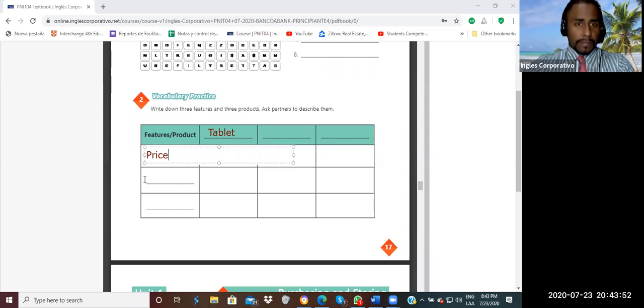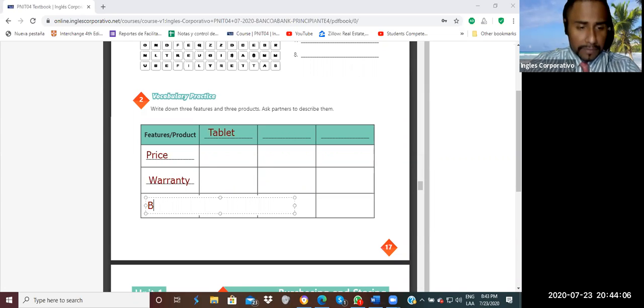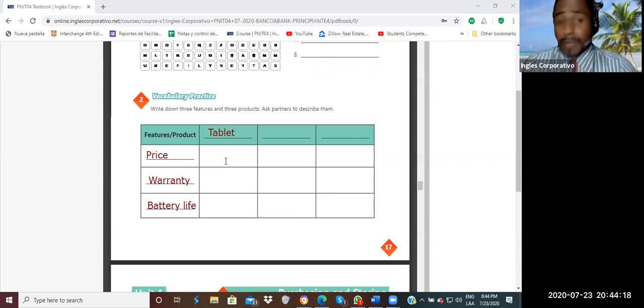Digamos que aquí usted le pone la garantía, warranty. Y aquí abajo, digamos, battery life. O el modelo. Y después usted lo que va a hacer es hacerme una venta. Yo le pregunto cuánto es el precio. Yo le digo, how much is the tablet? Y usted me dice, oh, the price is $200.